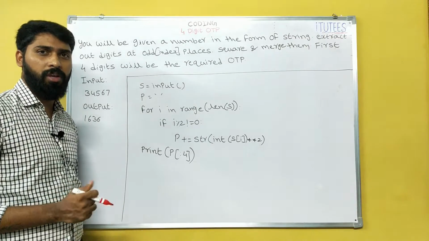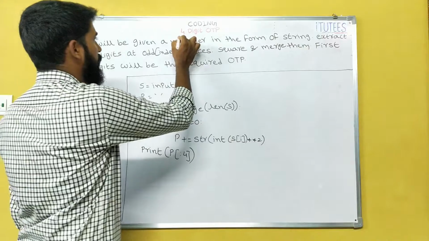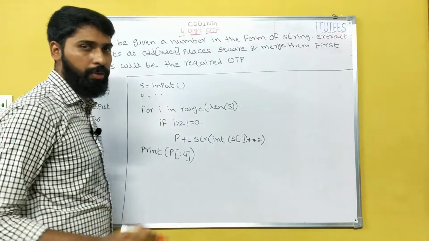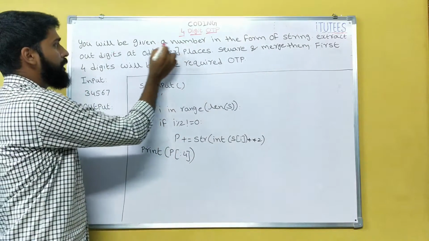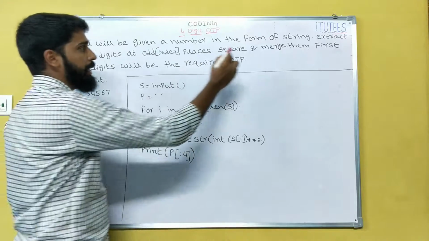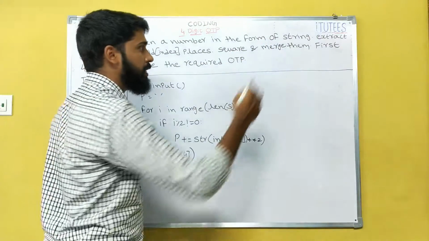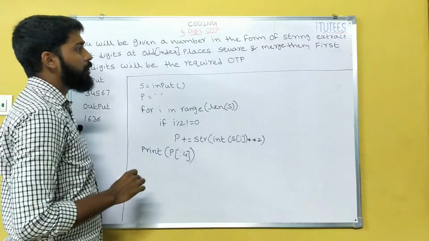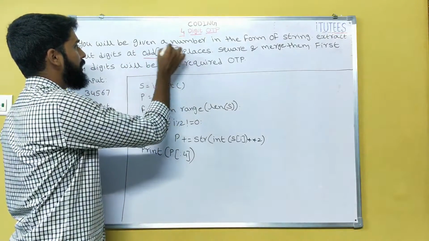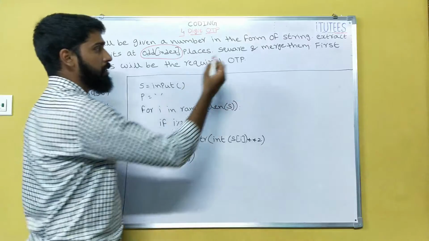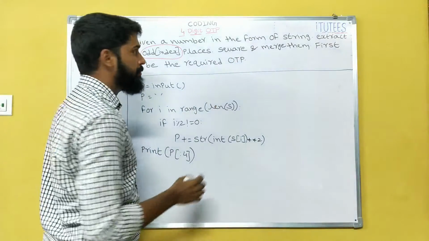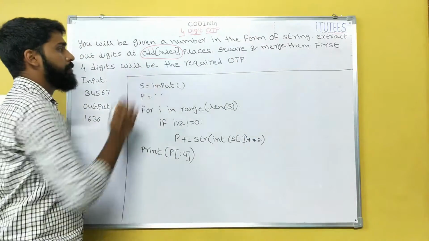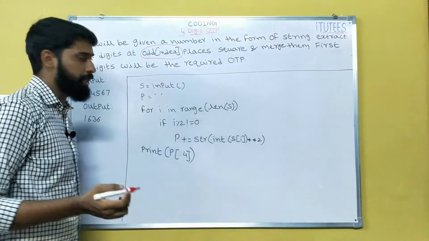Now we are going to solve one coding question, 4-digit OTP. You will be given a number in the form of a string. Extract the digits at odd places. Here we are taking odd index places. Square and merge them. The first 4 digits will be the required OTP.